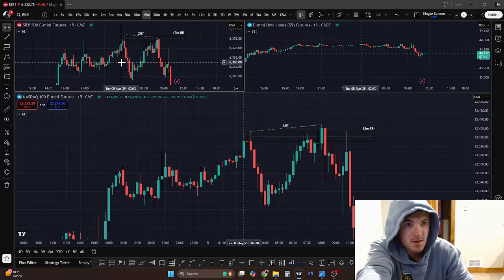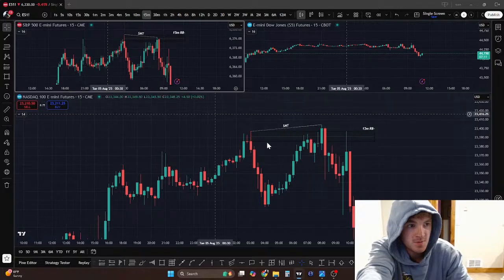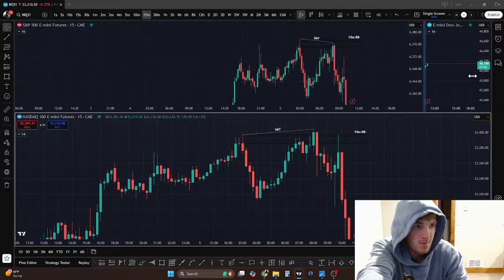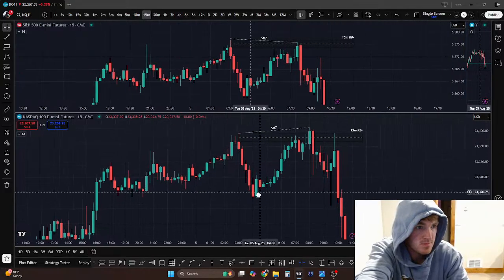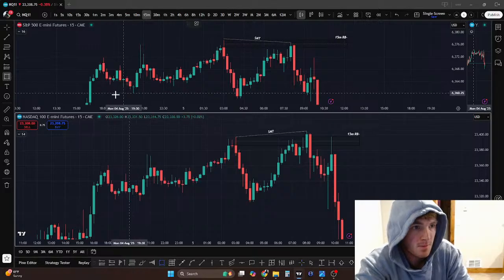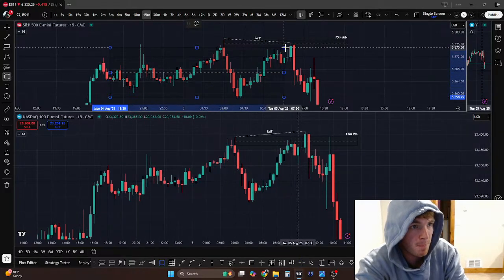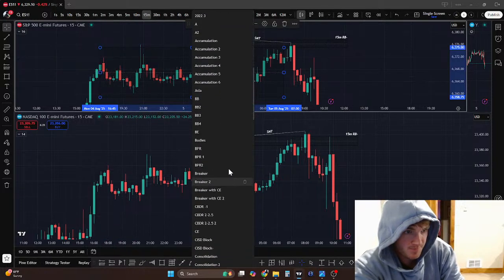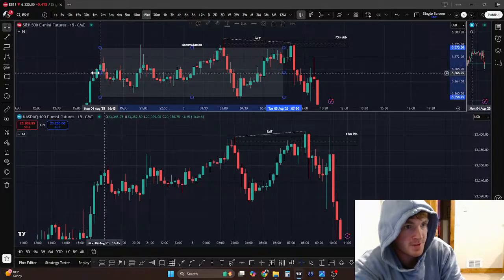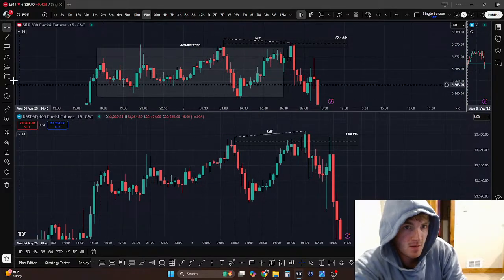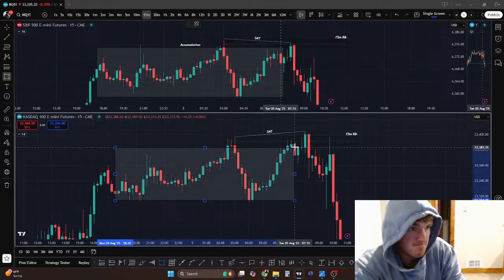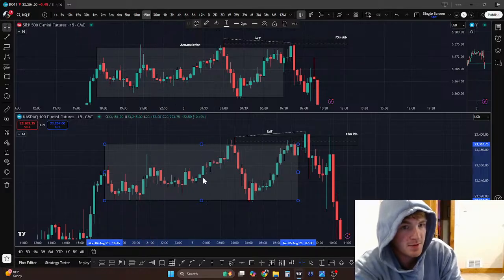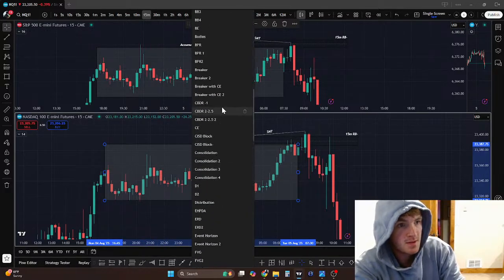So accumulation, manipulation, distribution, accumulation, manipulation, distribution. This was really, really nice. This is the same model Powell trades. And you can see why Powell is so profitable is because, well, he has a really good model.